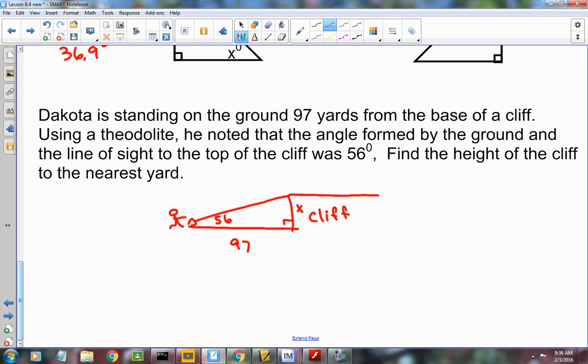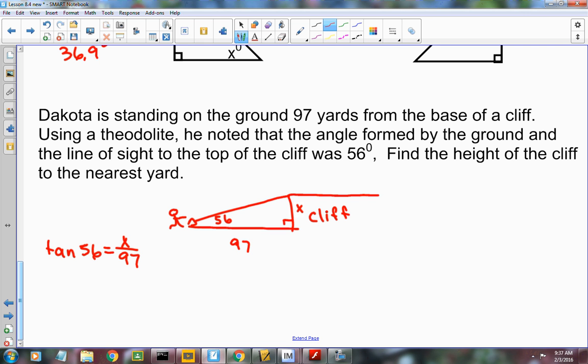So what could we use to find the height of the cliff? Sine, cosine, or tangent. You have a 33% chance of guessing right. Tangent, right? Because you have opposite and adjacent. So we're going to use the tangent of 56 equals x over 97.